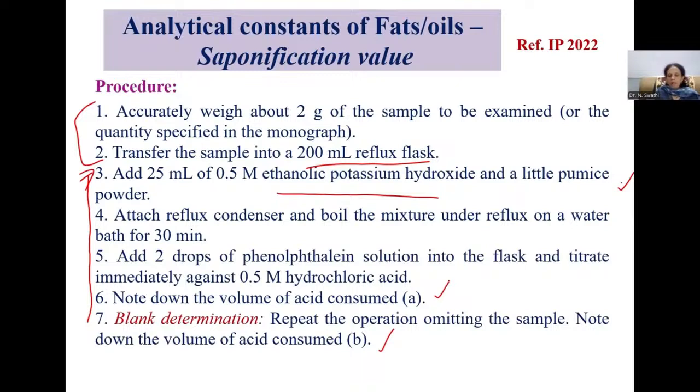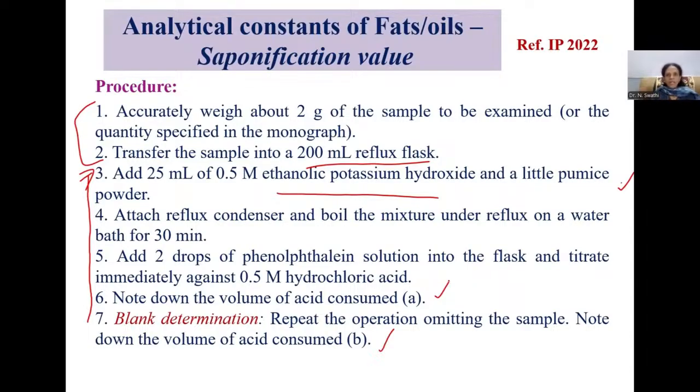Now, what is the end point of the titration? When you add phenolphthalein indicator, what is the pH of the solution? There will be excess potassium hydroxide left over. Due to the presence of excess potassium hydroxide, the pH of the medium becomes basic. In the presence of basic medium, phenolphthalein shows pink color. That means whenever you add phenolphthalein indicator to the reflux flask or to the conical flask, the solution immediately becomes pink.